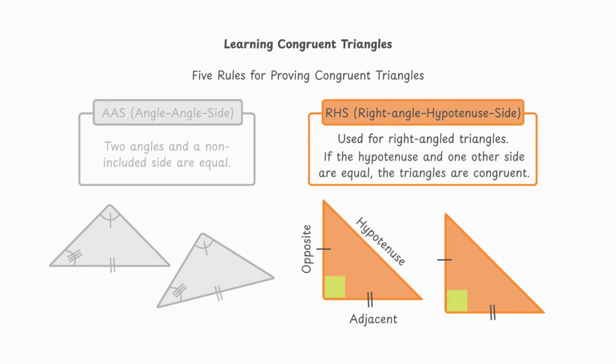Now the rule says this: if two right-angled triangles have the same hypotenuse and one other corresponding side equal, then the triangles are congruent. Now think about why this works. Once the right angle is fixed and the hypotenuse is fixed and one side is fixed, the triangle cannot change shape. It is completely determined. So RHS guarantees congruence for right-angled triangles.